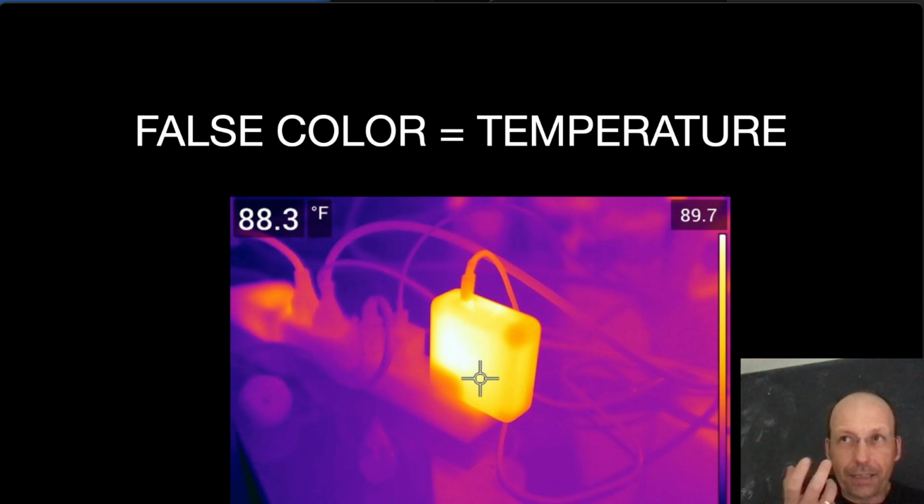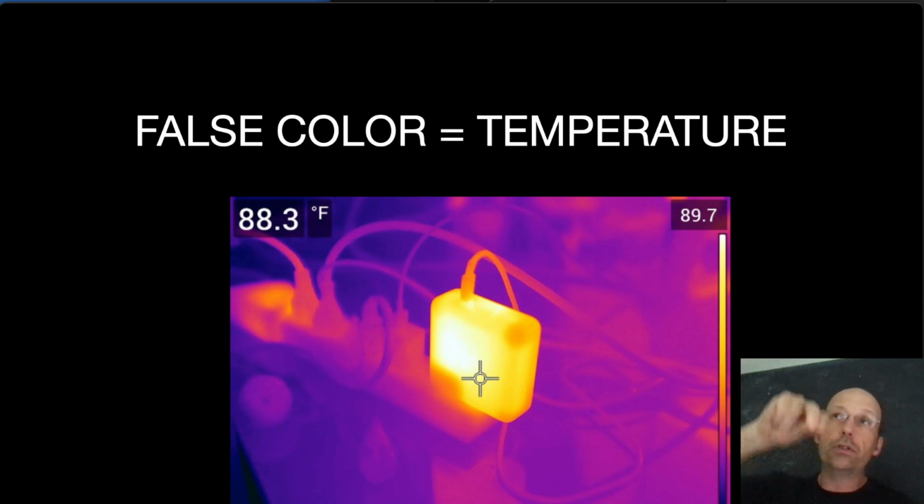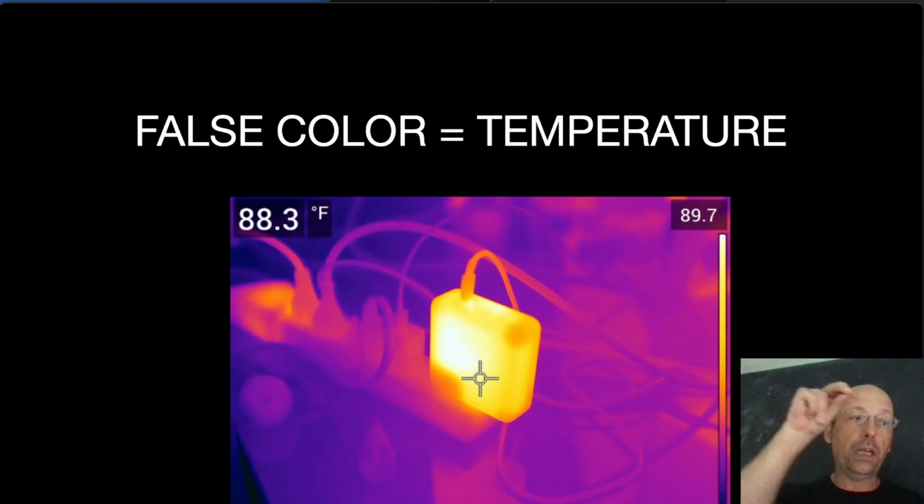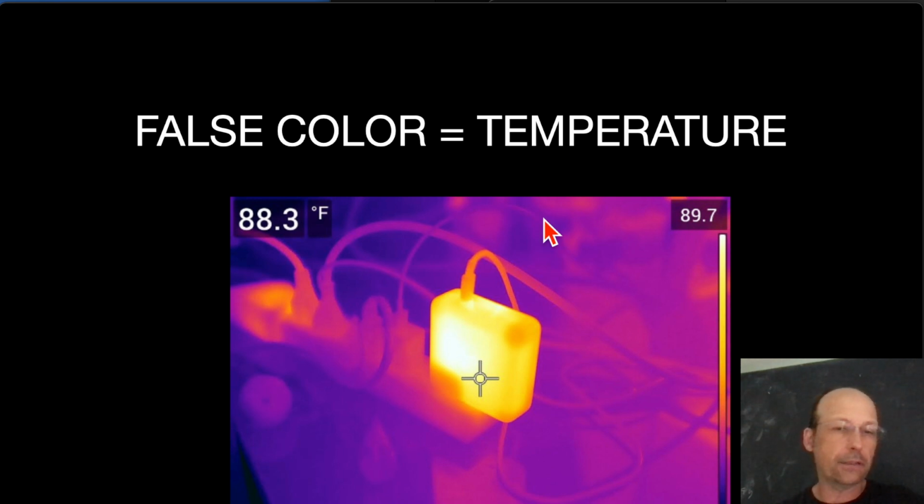We can't detect with our eyes, so our brain doesn't know what to do. So instead, the computer chooses to make a relationship between color, false color, and wavelength. And it doesn't have to be the temperature, but that's how it looks.